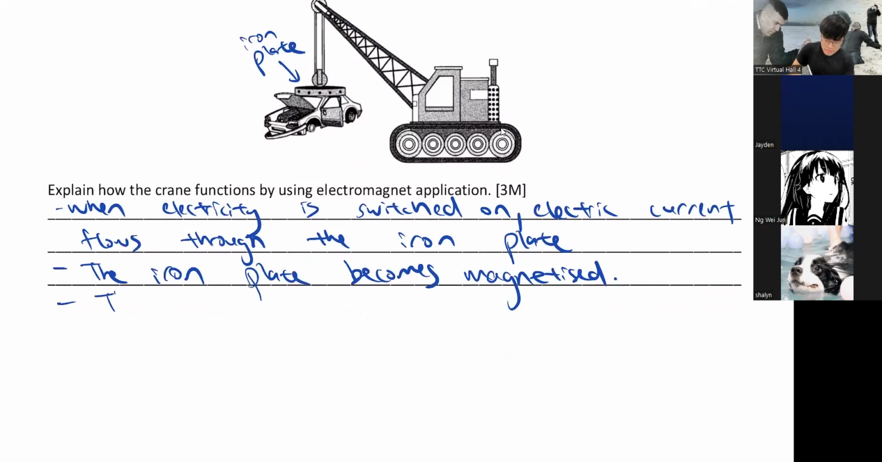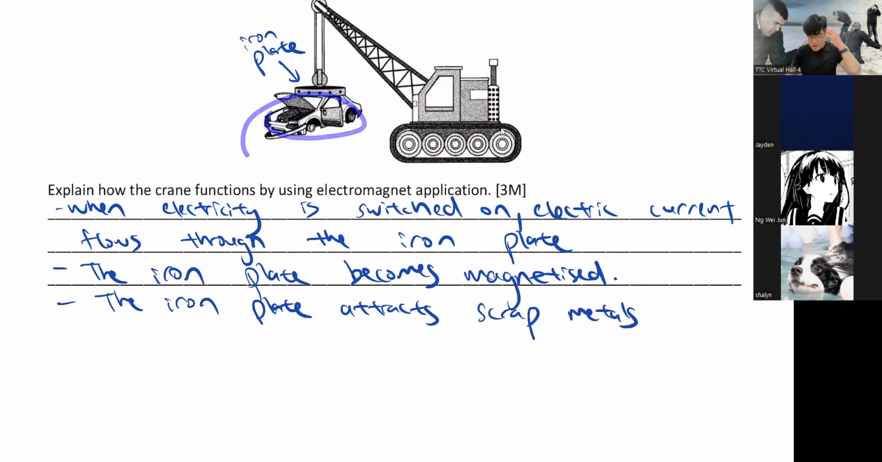So now the iron plate attracts scrap metals, which is this one. This is scrap metal, the rubbish metal. So they can separate iron out from a bunch of rubbish. Let's say your rubbish is a mixture of metal and non-metal. You can use this to just pull the metal out. Yes, this is physics.